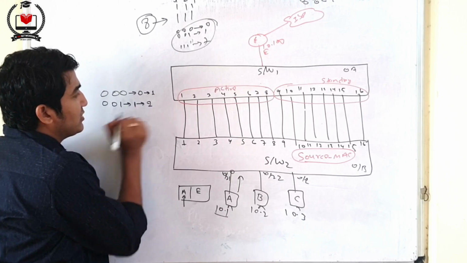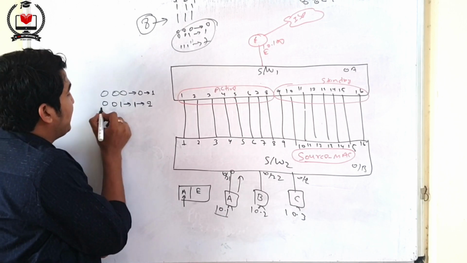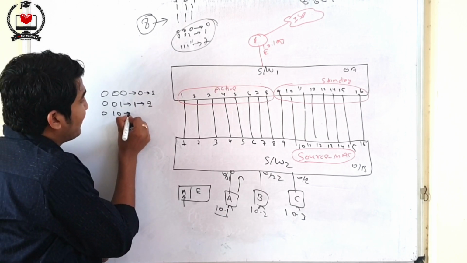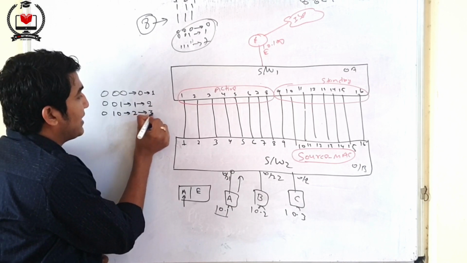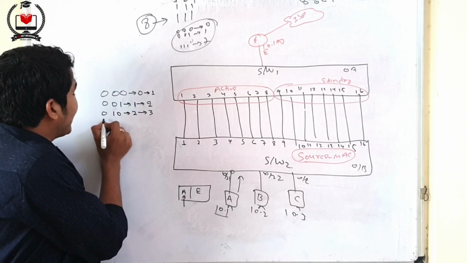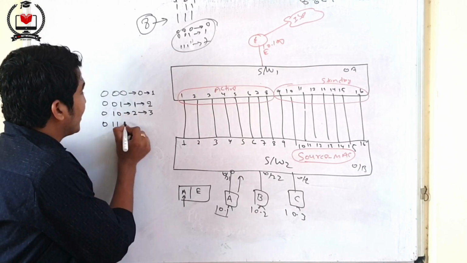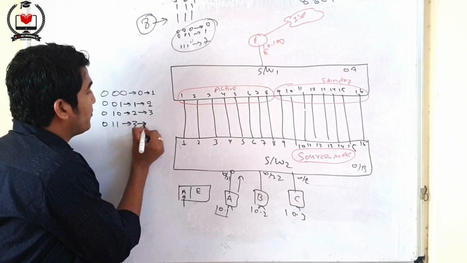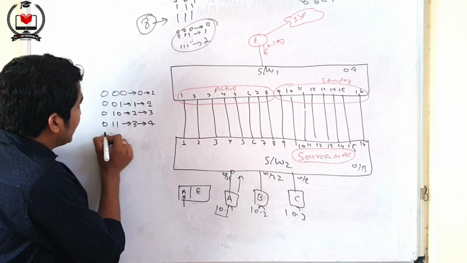It will use port number 2. If the last 3 bits are 010, the decimal value will be 2, so it will use port number 3. If the binary bits are 011, the decimal value will be 3, so it will use port number 4.